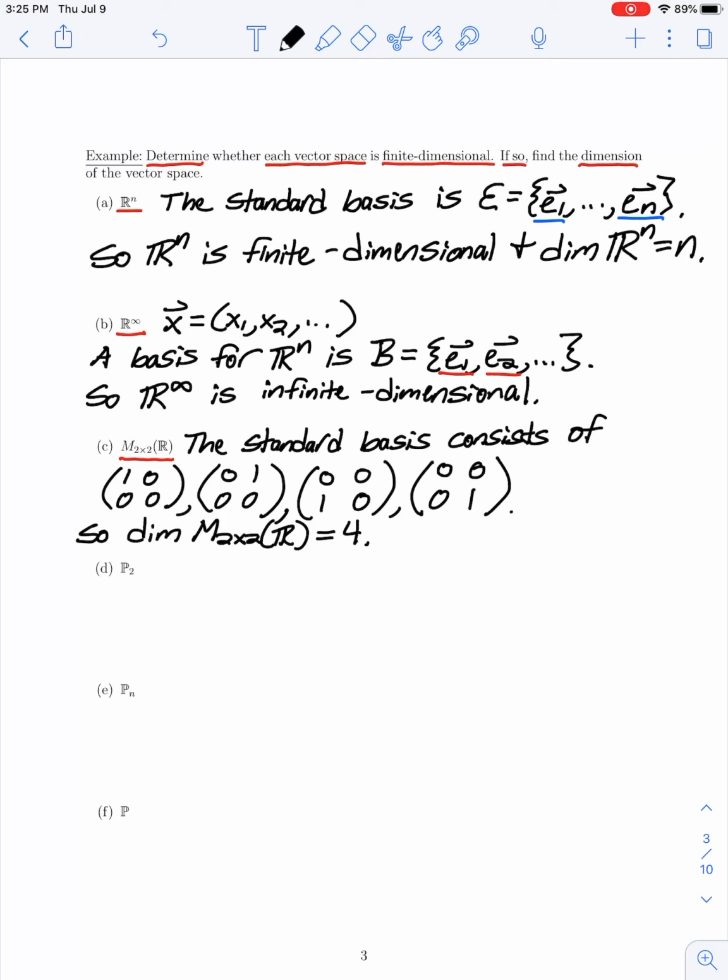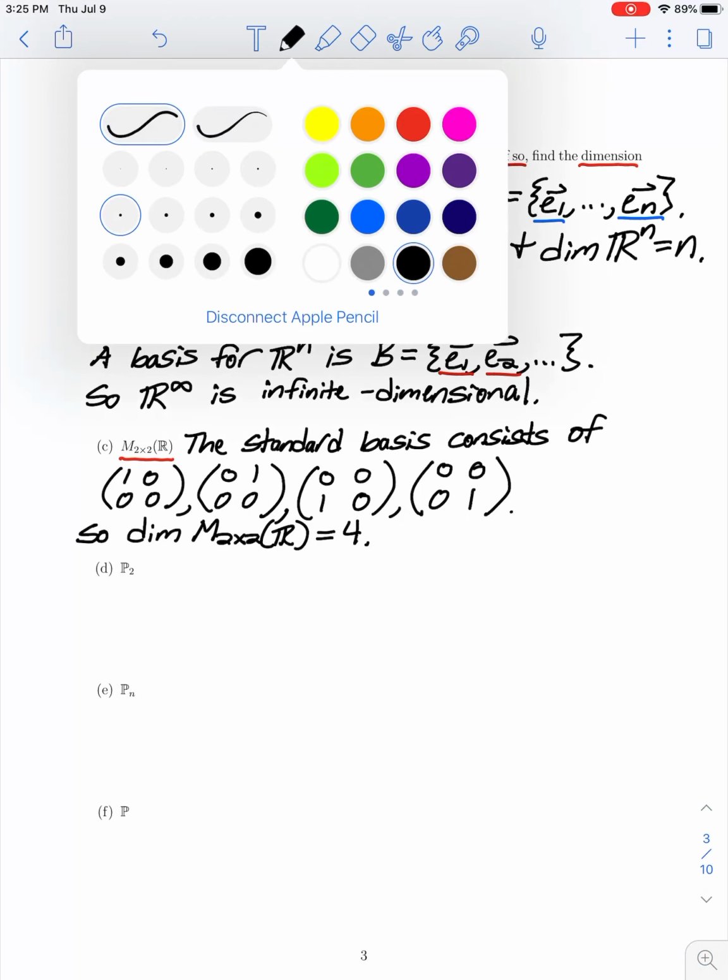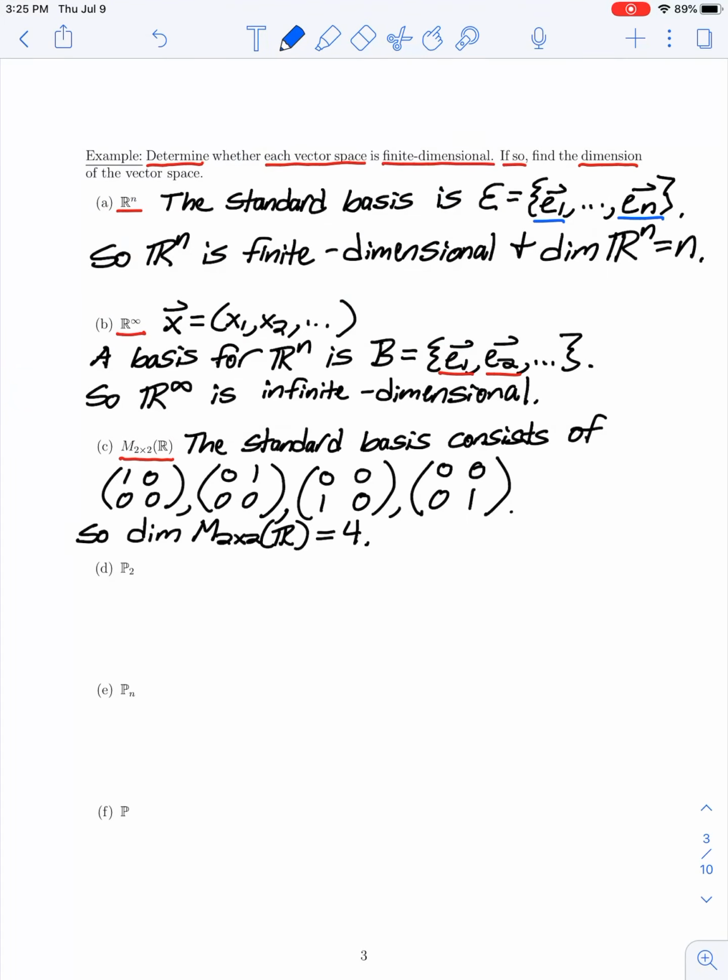Now, we could generalize this. If we were to consider, let's say, the space more generally of m by n matrices with real entries, the dimension of this space would be equal to m times n, the total number of entries in a given matrix. And we could take basis vectors that are similar to the 4 that we saw here. All right.